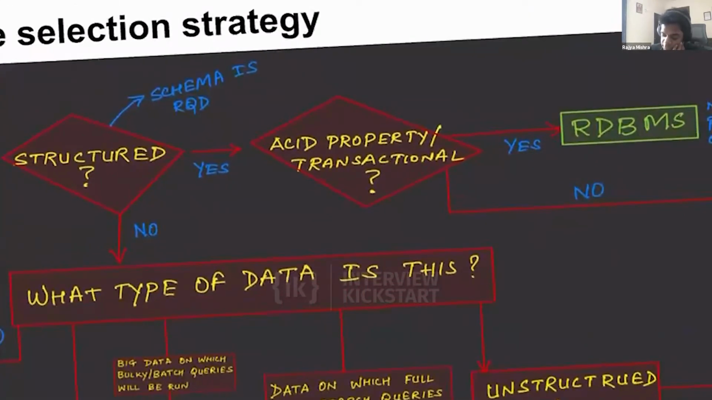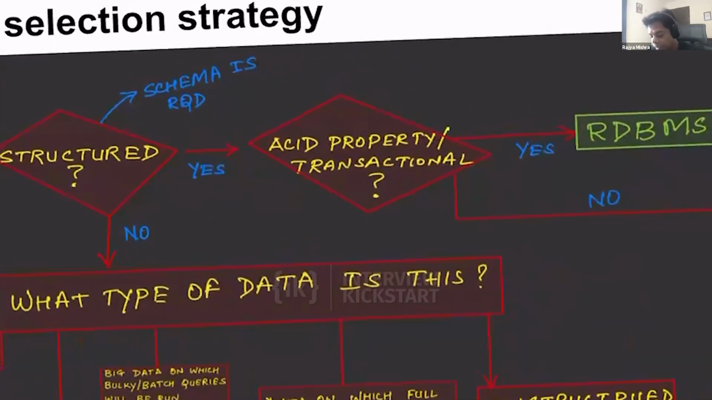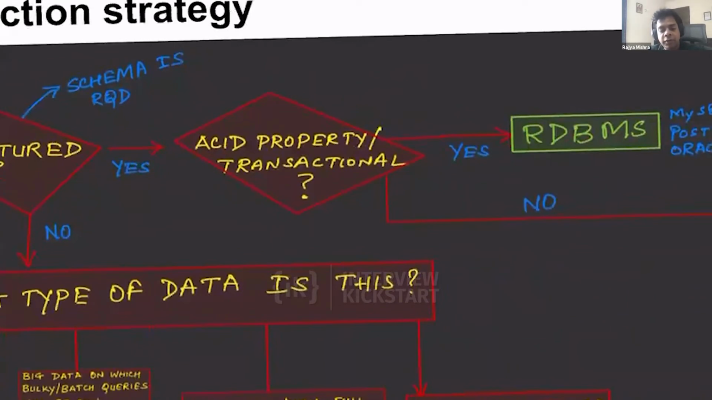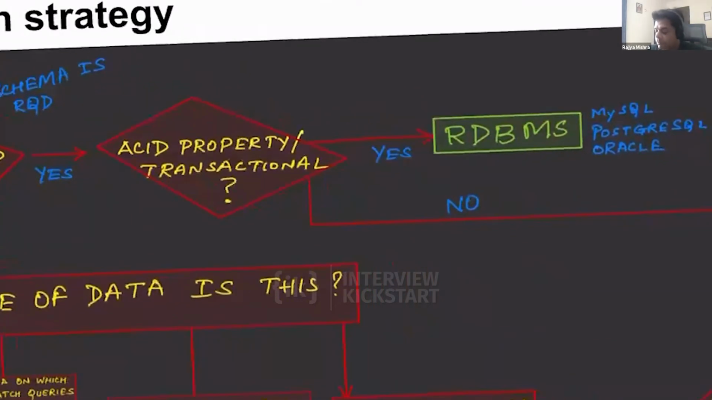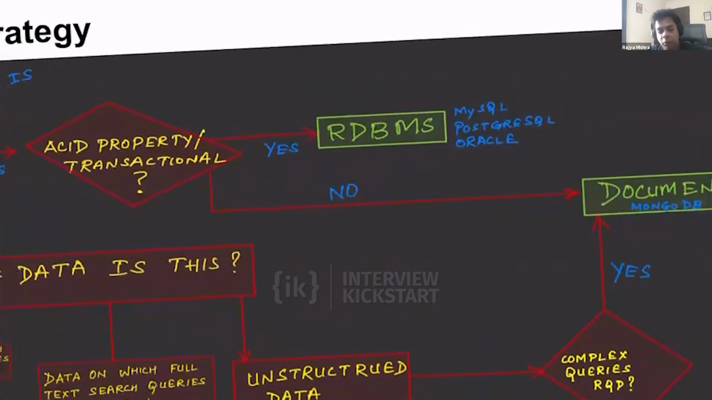Again, repeating it. When you have to select your database, first you look at the incoming data. Is it structured? Structured data means a tight schema is there. So you take the next step. Do you need ACID properties? Is it a transactional system? Yes, then it is RDBMS. No, then you can go with a document-based database like MongoDB.